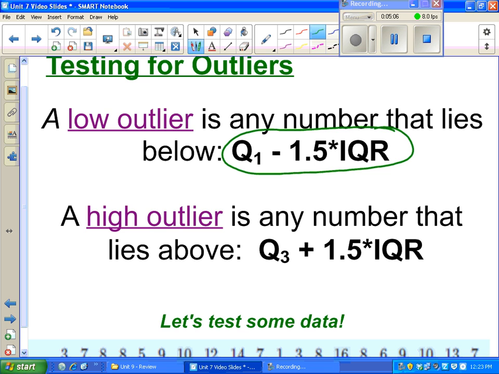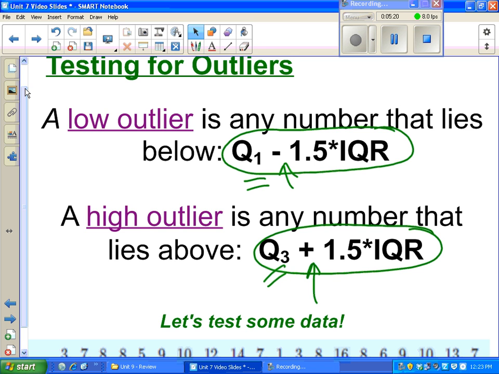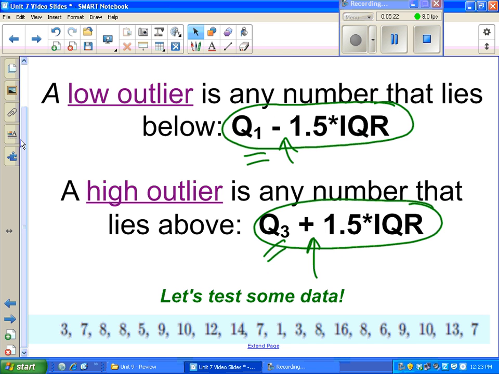And you all did this in your projects as well. Then we have a high outlier, which is any number that lies above your data. So if you're testing for a high outlier, the only thing that changes is instead of doing Q1, you do Q3. And instead of minus, you do plus. Okay? You will get these formulas on the final. Let's go ahead and we could test some data.